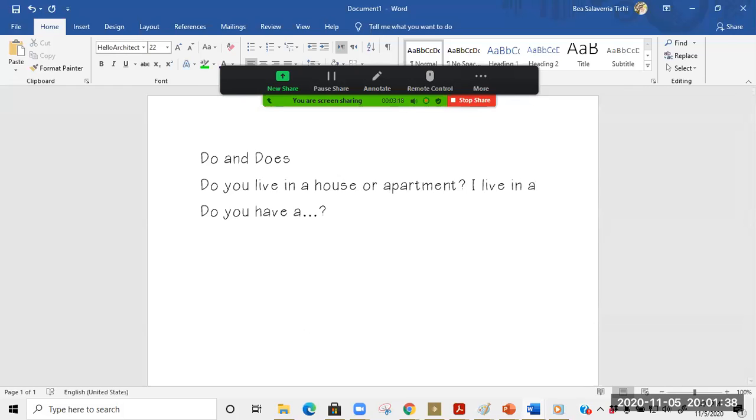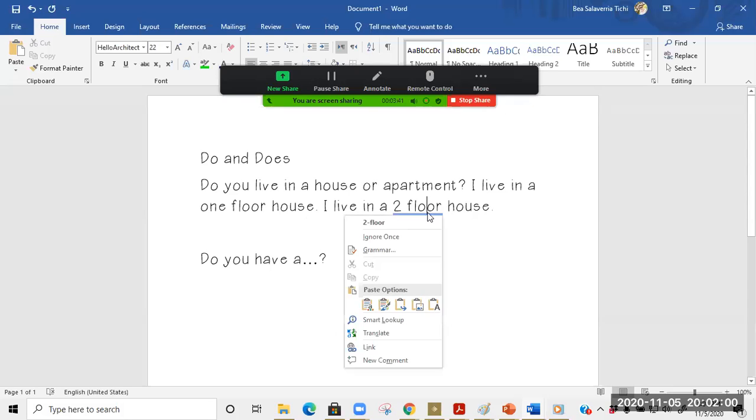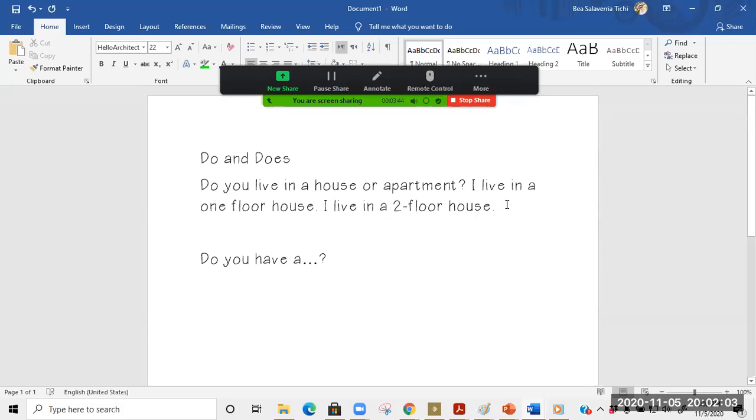I live in a, for example, un piso, decíamos que era one floor house. Or I live in a two floor house. Pero no vimos para aquellos que viven en apartamentos. If you live in an apartment, ¿cuál sería mi respuesta? Para ellos sería, I live in an apartment.